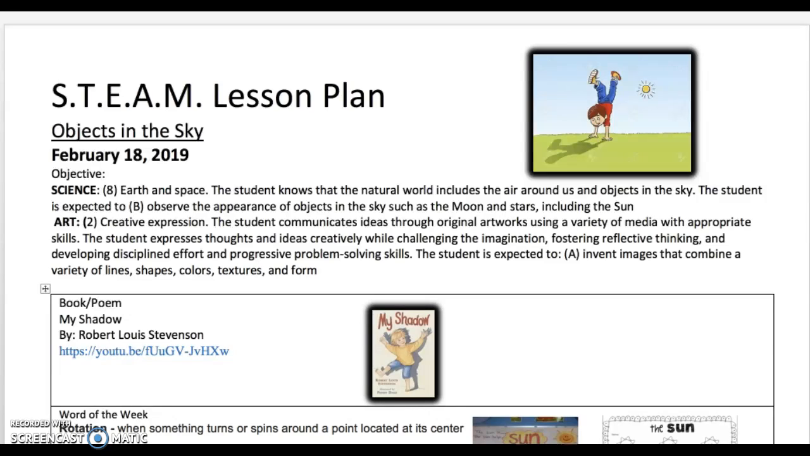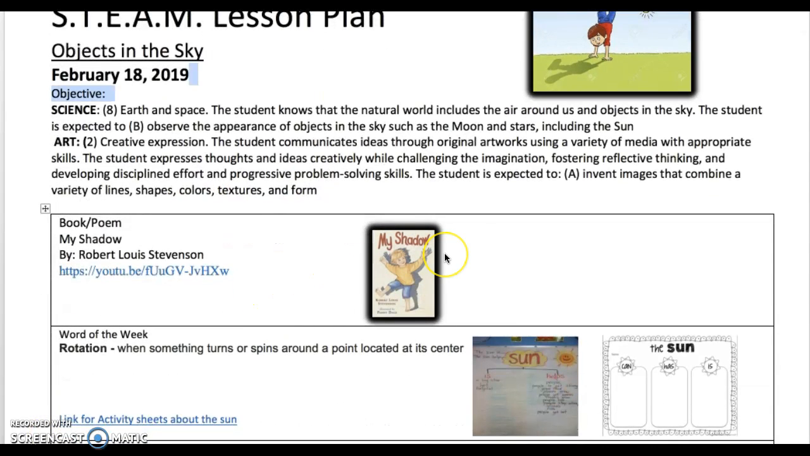STEAM lesson for February the 18th is Objects in the Sky. Here are your objectives. The book is My Shadow. It's really actually a poem by Robert Louis Stevenson. However, when you click on the link here, you've got the words to the poem, so we're going to use that as our book since we all need practice on poems, so that'll be good for us.